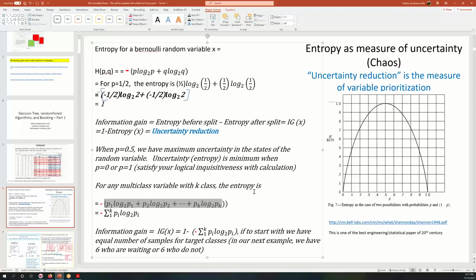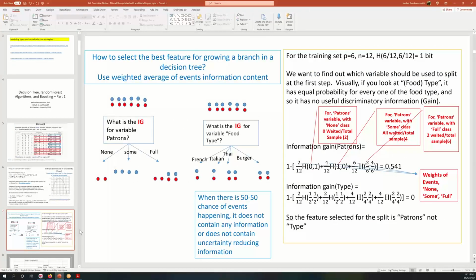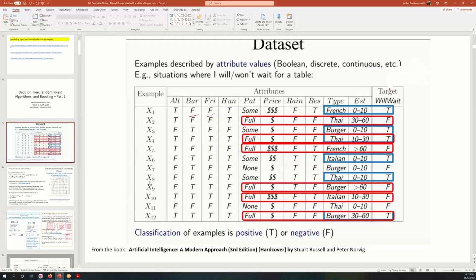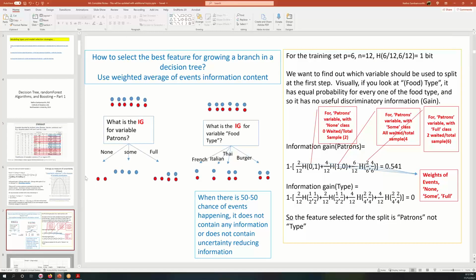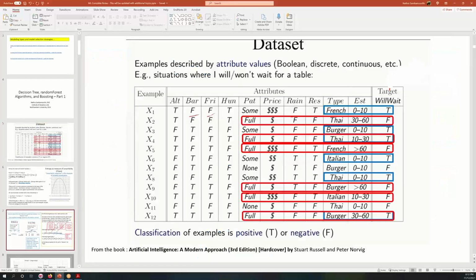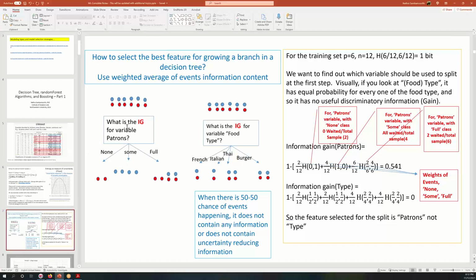So let's use these ideas for creating a decision tree for this specific data. Recall all these things. I'm going to go back to that data. We'll just use a couple of examples and then extend that idea. The question is how to select the best feature for growing a branch in a decision tree. Use the weighted average of the events' information.